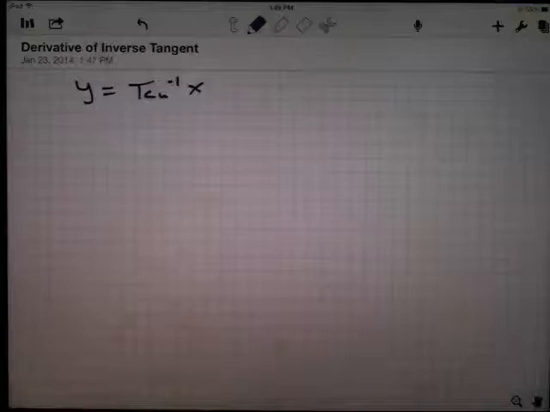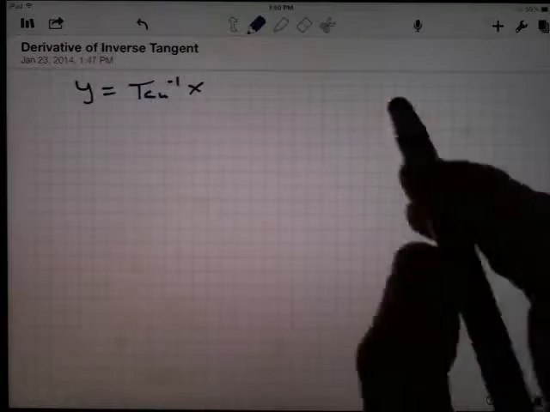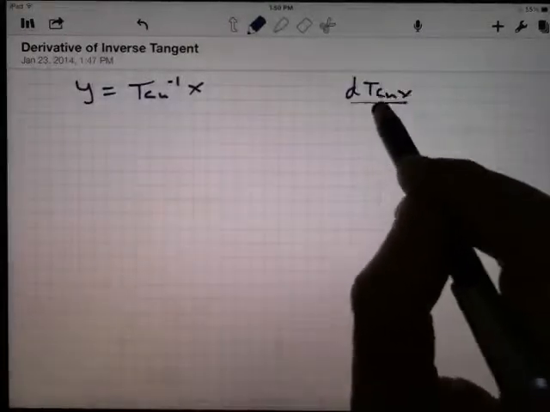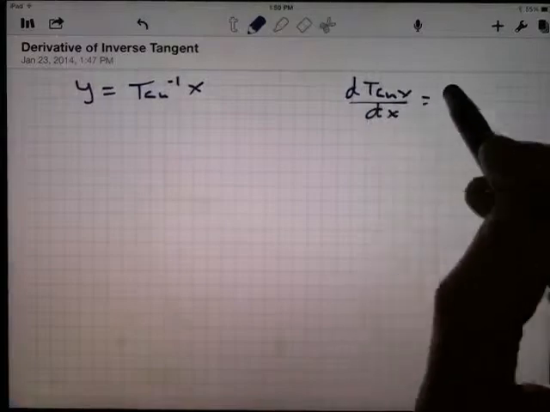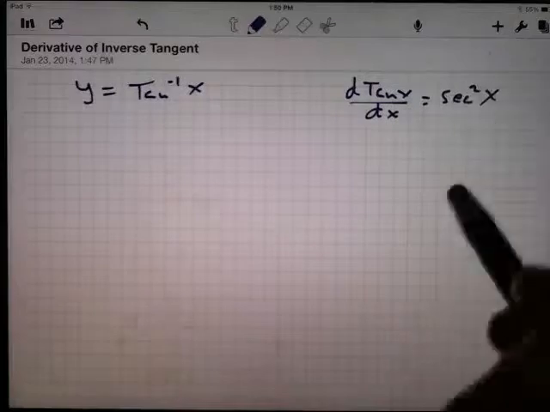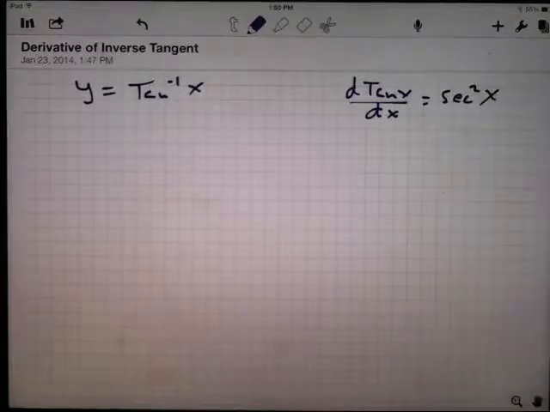Alright, I want to take the derivative of the inverse tangent function. As with so many other inverse functions, I'm going to use the fact that I already know how to take the derivative of the tangent. The derivative of tangent x is secant squared x. Right? So here we go.